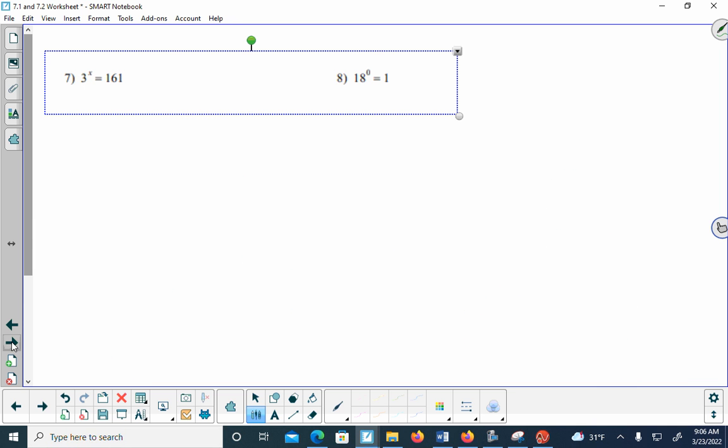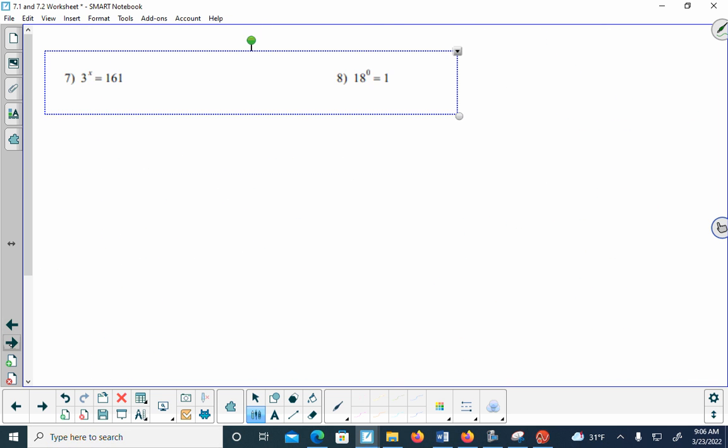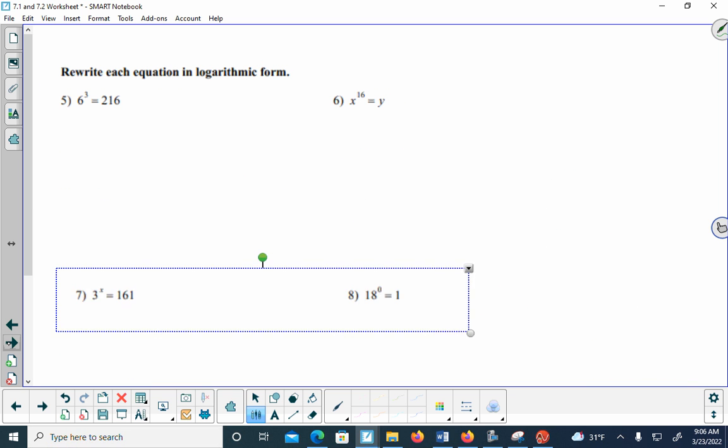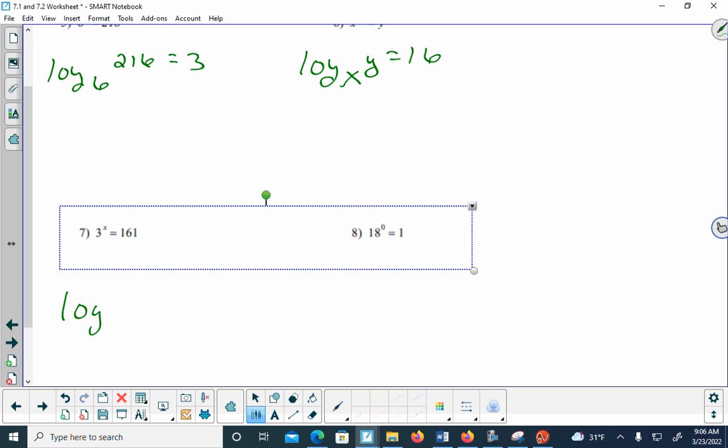The directions for writing each equation is a log. So this is log base 6 of 216 is equal to 3. Number 6, the base is x, the log base x of y is equal to 16. 7, log base 3 of 161 is equal to x. And then finally log base 18 of 1 is equal to 0.